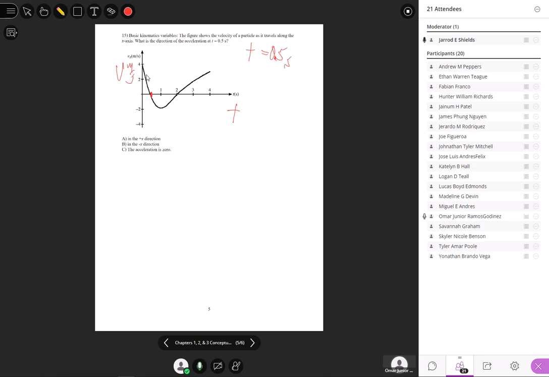All right, if I were to take the slope of this line from there to there, what am I going to get? A negative slope. Very good, a negative slope. So it would have to be going in the what? Negative x direction. Very good. So it would have to be that answer right there, in the negative x direction. That's exactly right.